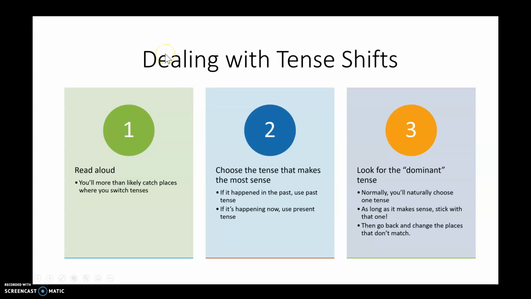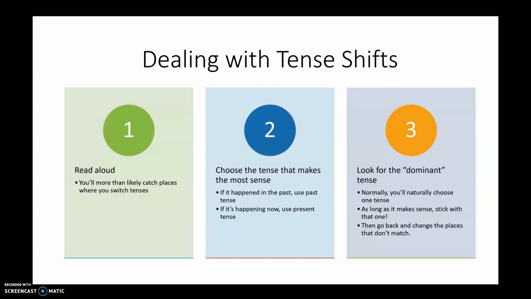So dealing with tense shifts, what are some tips on that? The first one is just like the first one for subject-verb agreement. Read aloud. You'll more than likely catch places where you switch tenses. They'll sound awkward. They'll sound weird. Something won't sound right, and you can go back and look at it and fix it from there, even if you don't 100% know why.